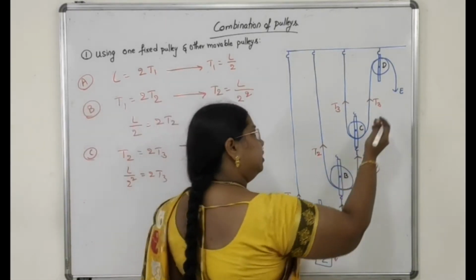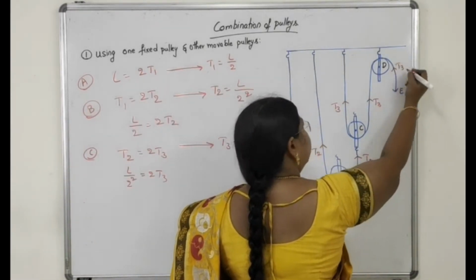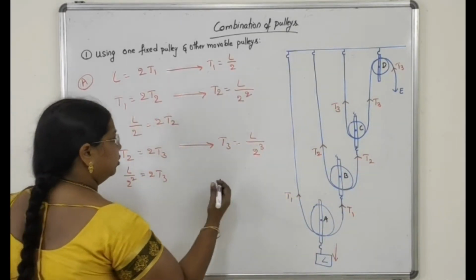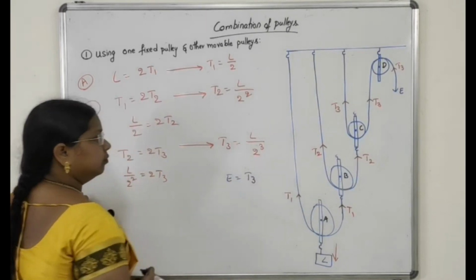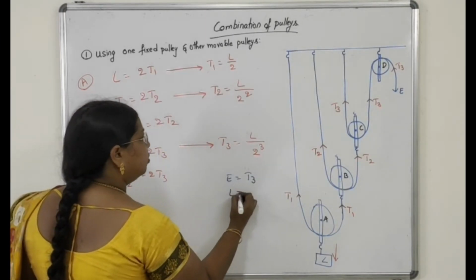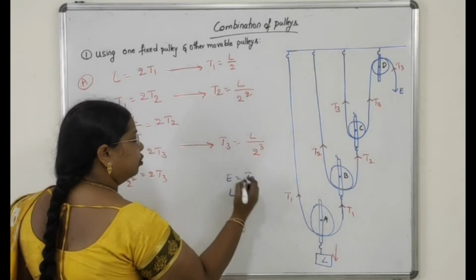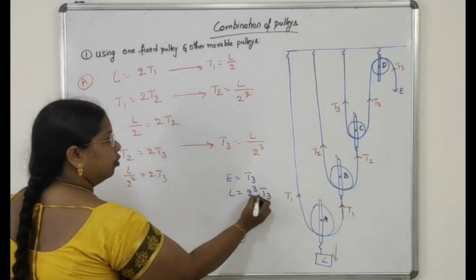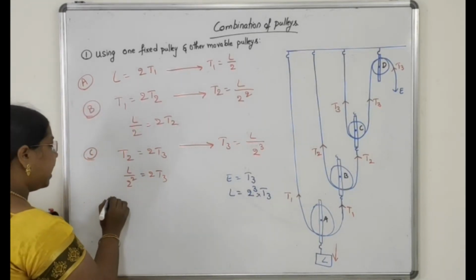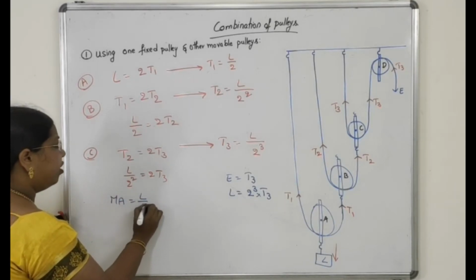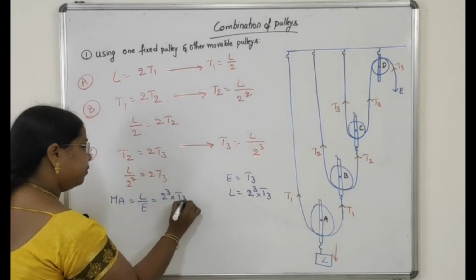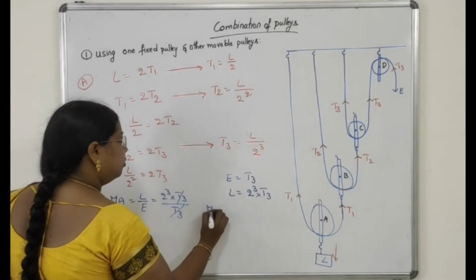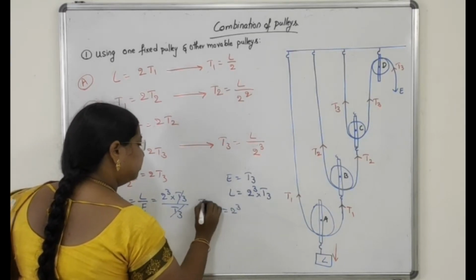Now your effort is pulling downward. So there will be tension here which is equal to T3. Your effort is equal to T3. From this, load is equal to 2 cube into T3, bringing the 2 cube to the other side. Now let us calculate the mechanical advantage, load by effort. Load is 2 cube into T3, your effort is T3, so the tensions cancel. So MA is equal to 2 power 3.